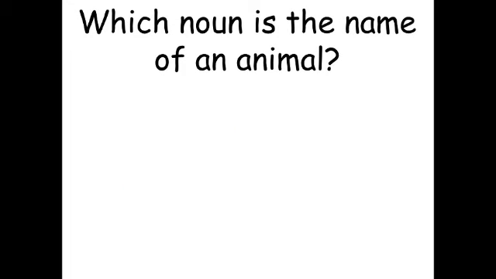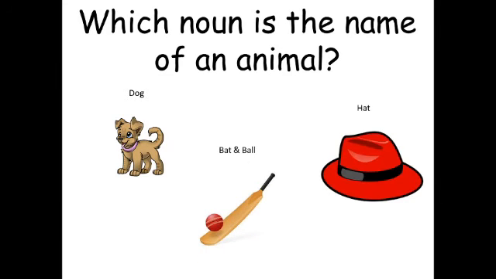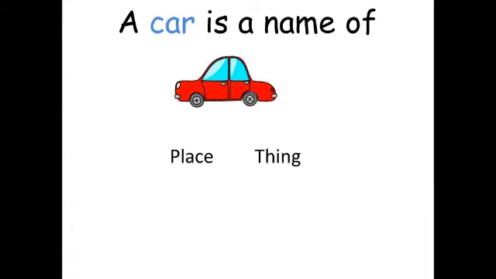Which noun is the name of an animal? Is it dog, bat, ball, or hat? Think about it. Yes, you're right. It's a dog. You're doing very well. A car is a name of a place or a thing? Think, think. Yes, you're right. Car is a name of a thing.